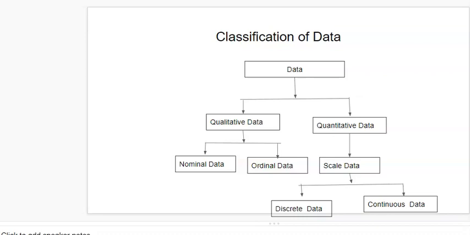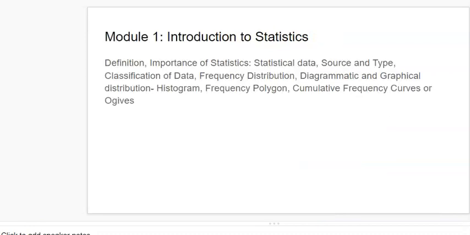Today I am going to take Business Statistics for MBA, and the portion I am going to cover is definition, importance of statistics, statistical data, source and type, classification of data, frequency distribution, diagrammatic and graphical distribution, histogram, frequency polygon, cumulative frequency curves, and ogives.